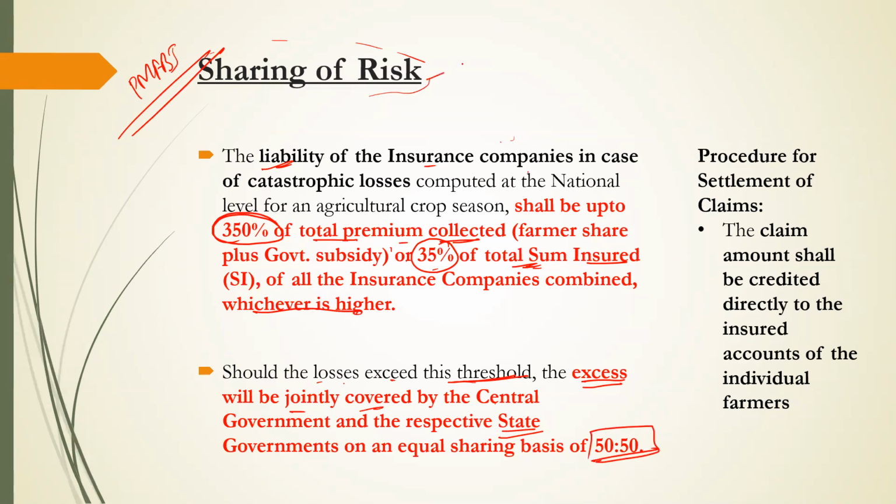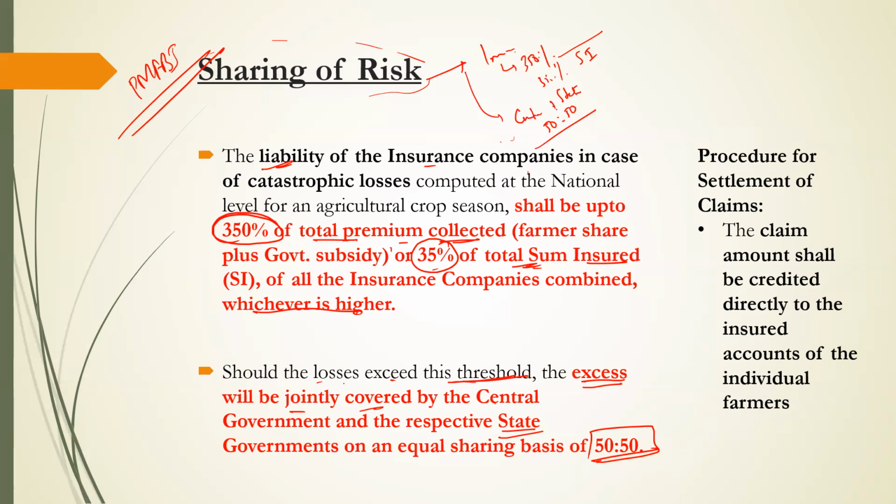So initially the risk is covered by the insurance companies, that is 350% of the premium or 35% of the sum insured, whichever is higher. If the losses are more than this, then it will be taken care of by the center and the state in a 50:50 ratio. So this you observed recently when we had the floods in Punjab.